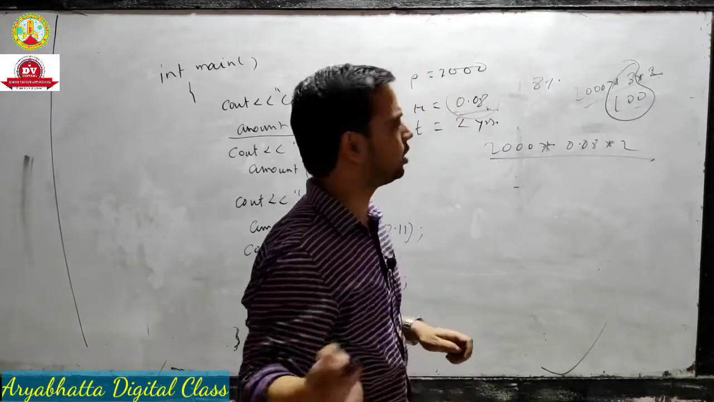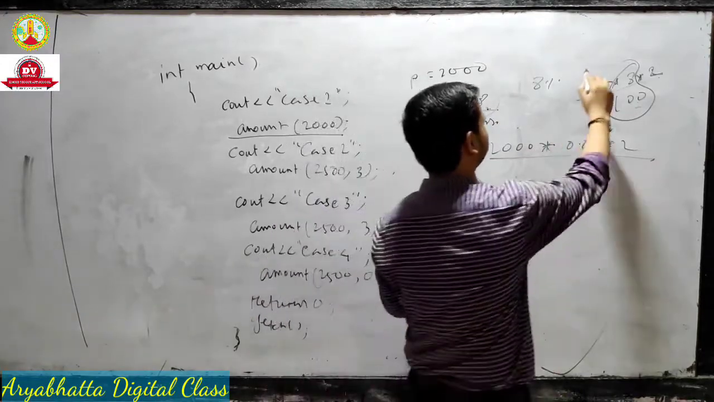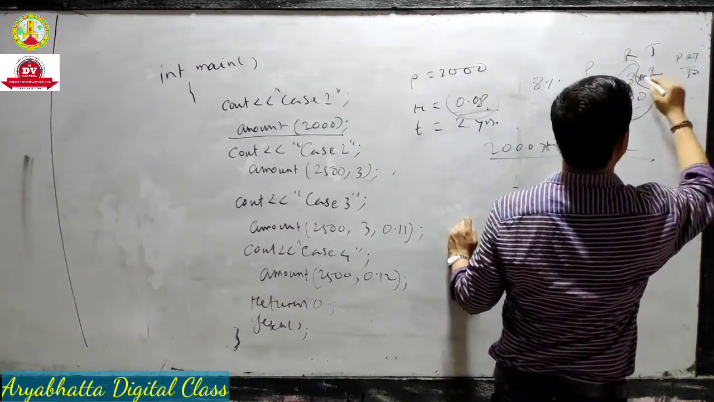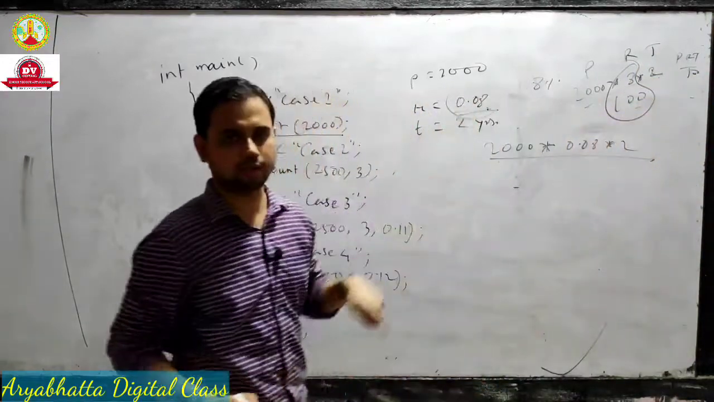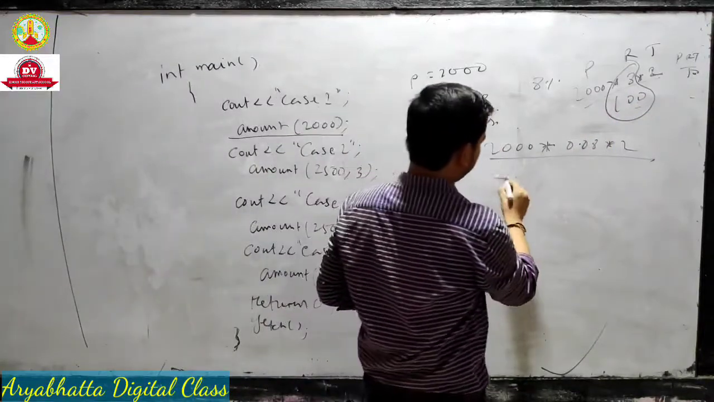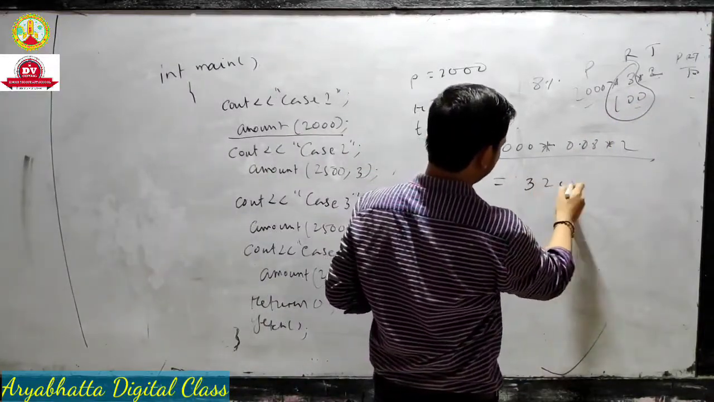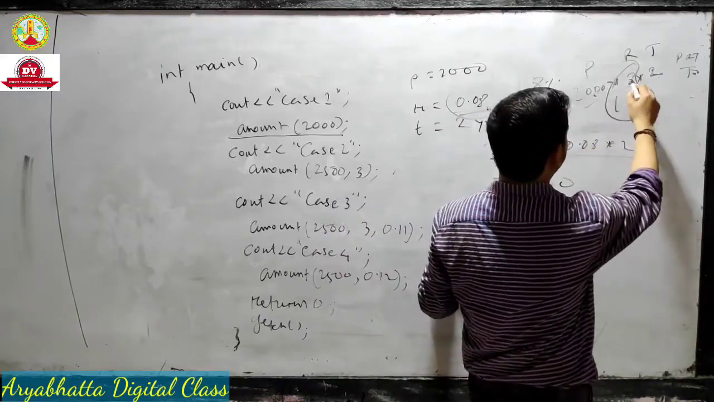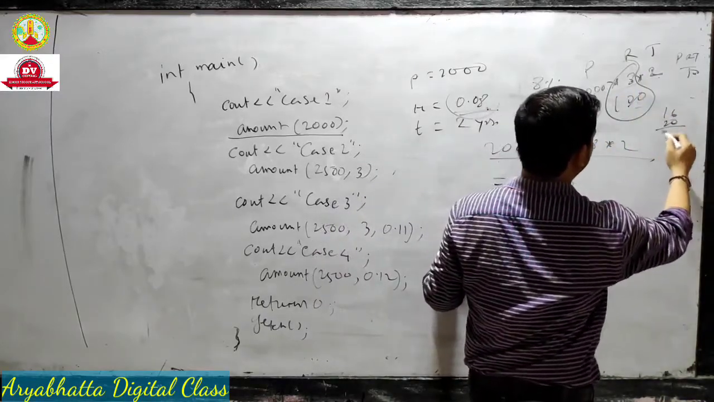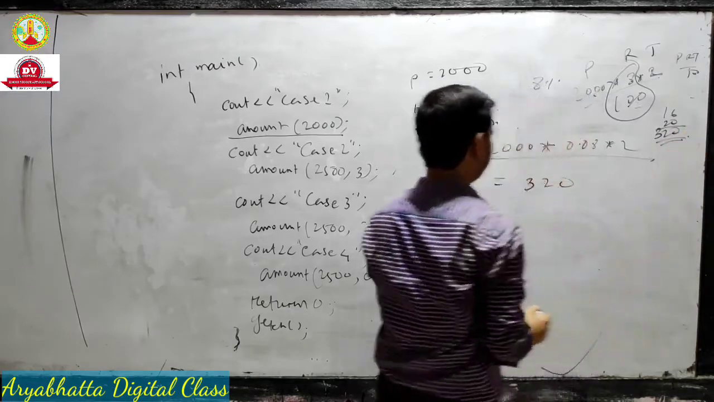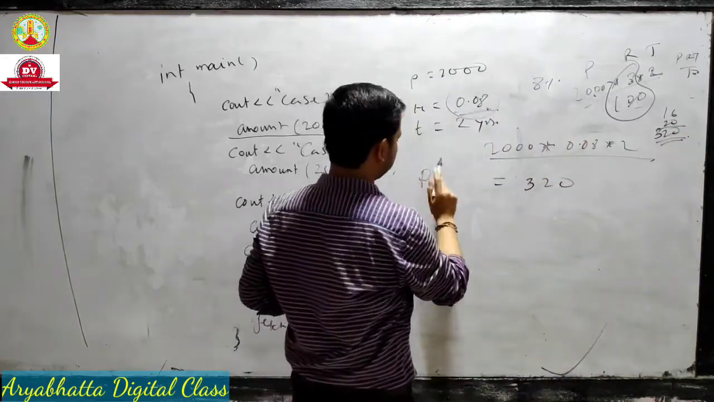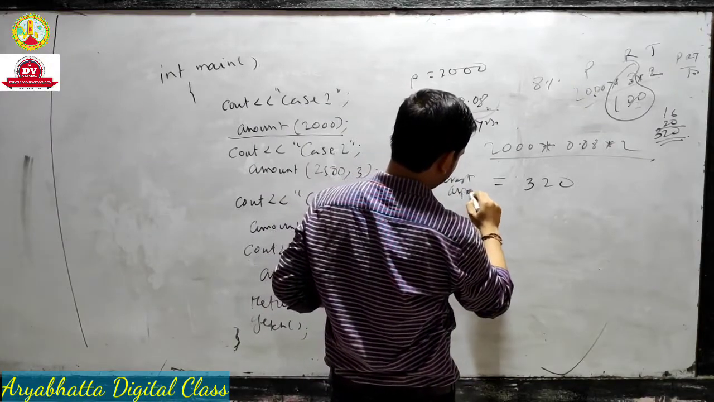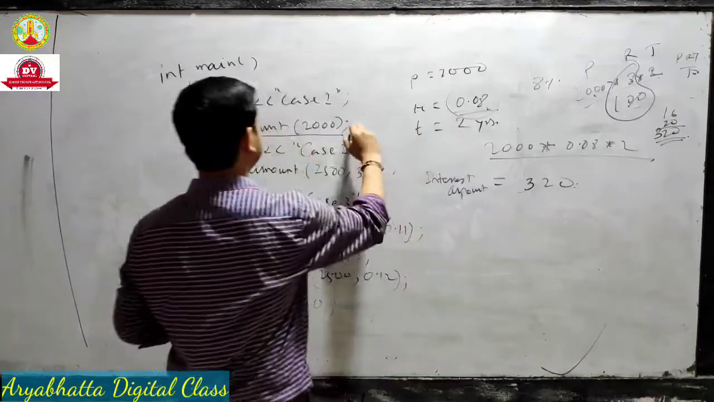In the simple interest formula you already know PRT: this is P, this is R, this is T, PRT by 100. But we already defined this 8 by 100 as 0.08. That's why it is directly multiplied. So it will be 320. If you calculate here, 8 2s are 16, 16 into 20 means 320. This is the interest amount for case 1.